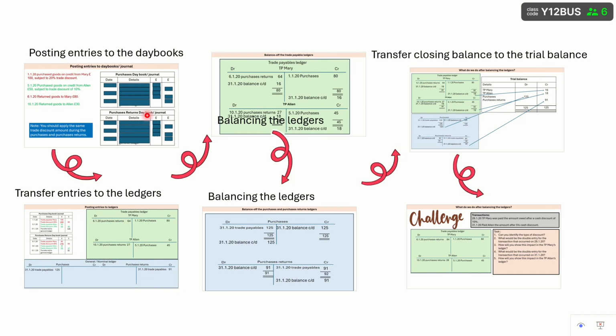First step is to post entries to the daybooks or journal, followed by transferring entries to the relevant ledgers, balancing of the ledgers, and preparing a trial balance.